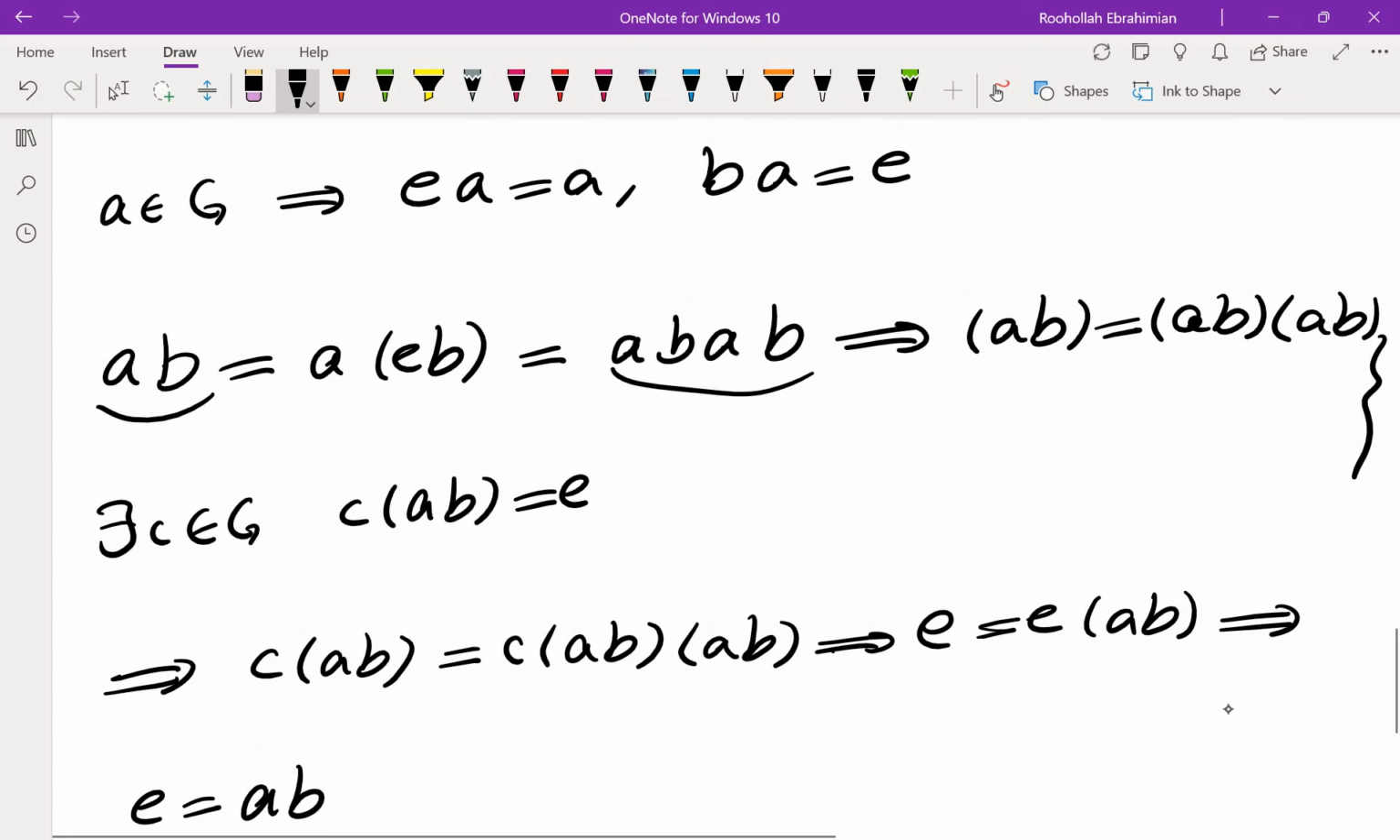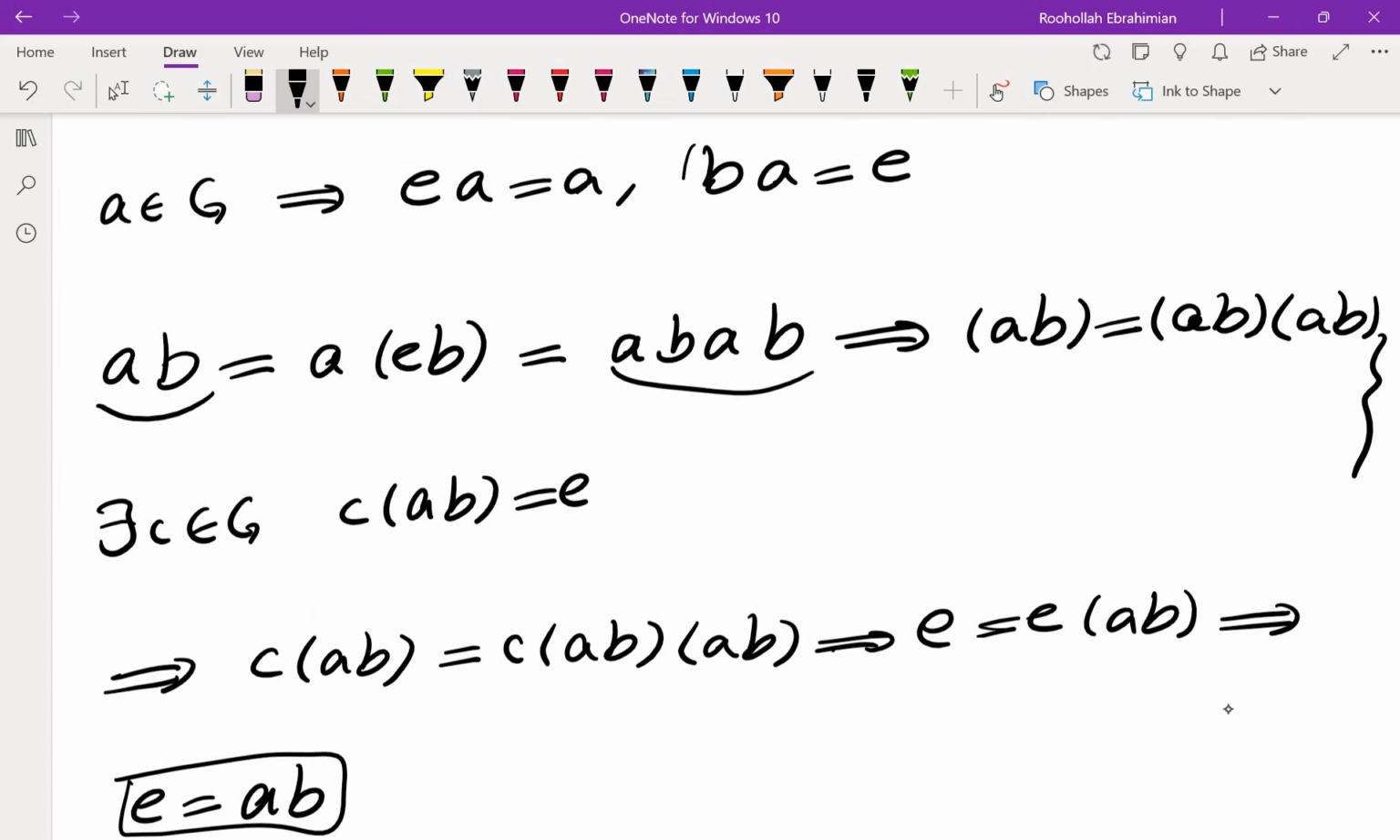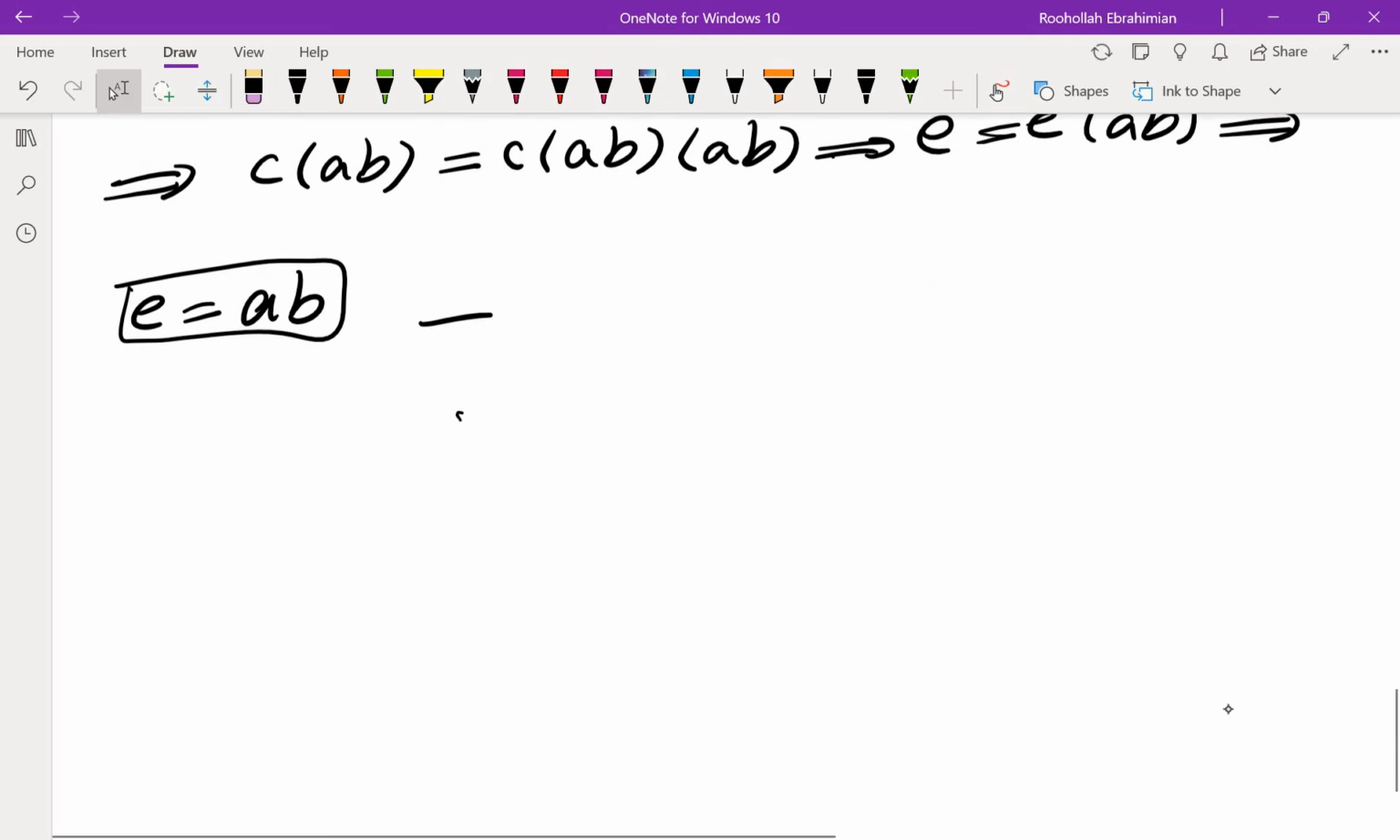So what we just showed is that if BA is E, then AB would also be E, and that gives us right inverse, so 3b.